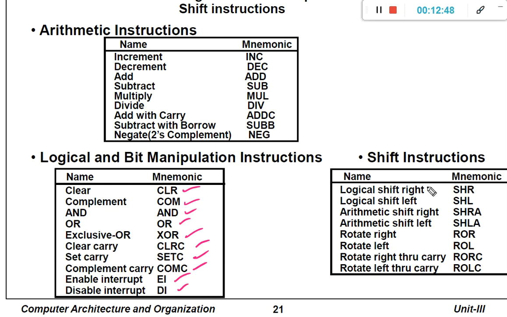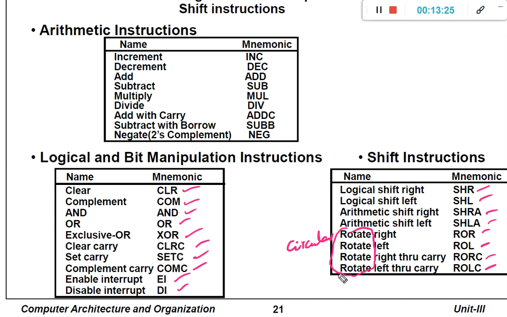Coming to the shift instructions, we have already seen them plenty of times. About the shift instructions, there will be logical shift right, logical shift left, arithmetic shift right, arithmetic shift left. How to perform these operations we have seen in the previous classes. Here, instead of using circular, it is used as rotate right, rotate left. These are nothing but circular right, circular left. The naming convention is different.